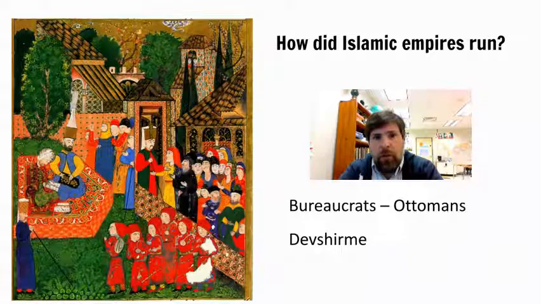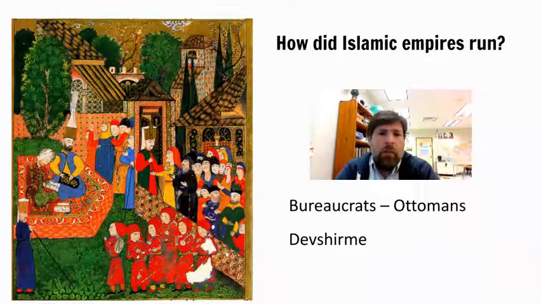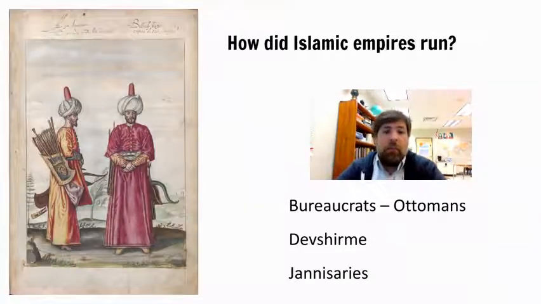And then they were treated really well. Like they were slaves, but they were given high status jobs. They were sent to schools where they became incredibly well educated, and they would go on to become the government officials that ran the Ottoman Empire. Crazy. The Devshirme system also didn't just create bureaucrats, it also created janissaries, who were the elite soldiers that fought for the Ottoman Empire.